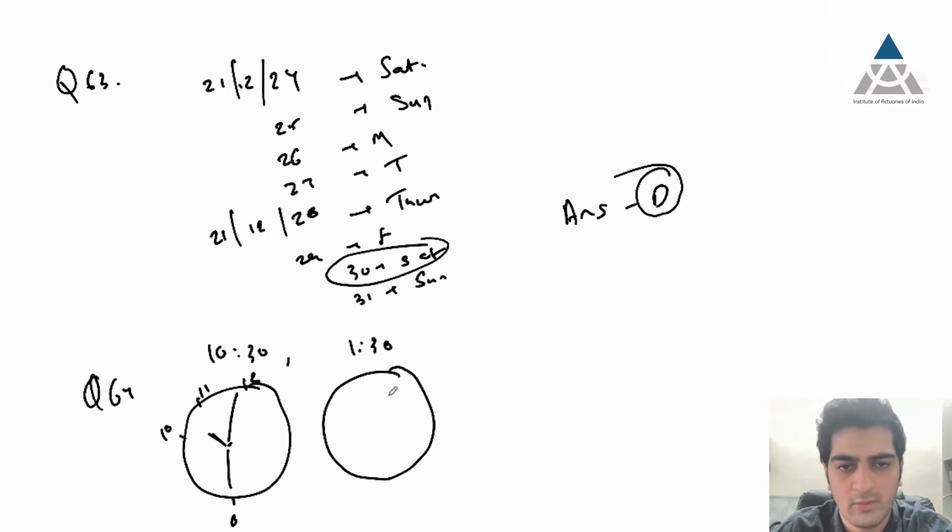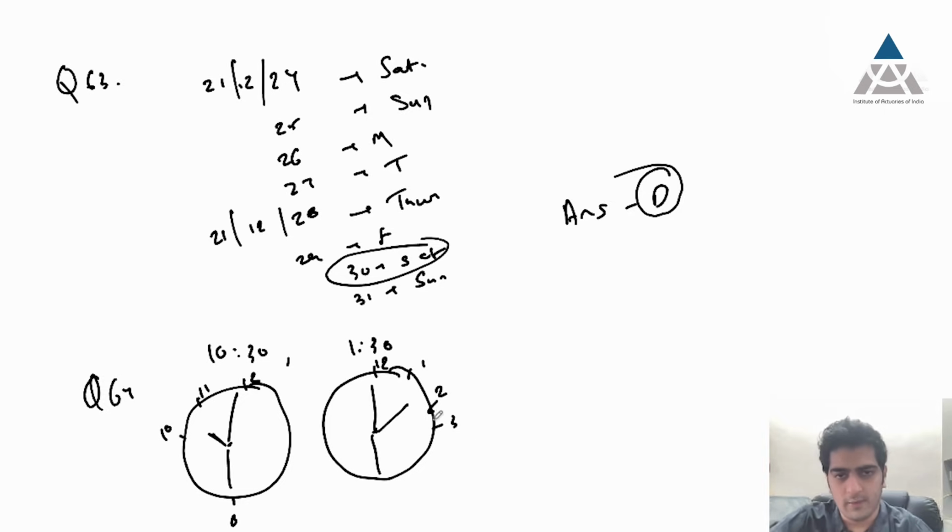And what about 1:30? So you have 12, 1 and 2, and here it will be 3. So the hour will be between 1 and 2. The minute will again be at 6, and the seconds hand will be at 12. So as you can see, this is actually the answer, because you can see this is a very clear mirror image. That is your hour hand from left, it just went to the right hand side.